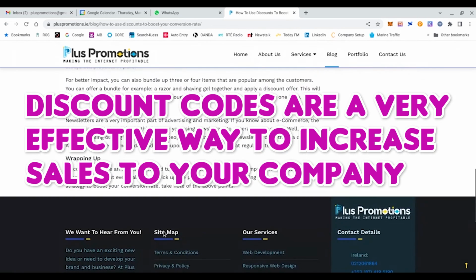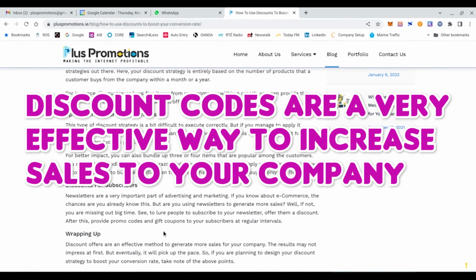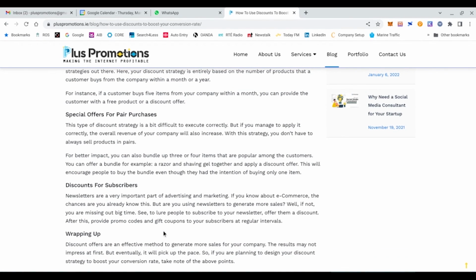And that's it. Discount codes are a very effective way to increase sales for your company. When used correctly, they don't actually end up damaging your brand, and those are the takeaways to take from that one.